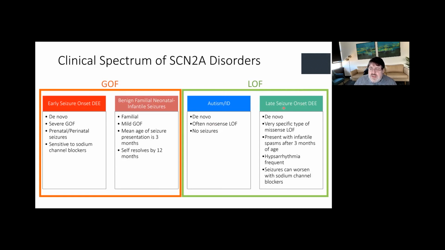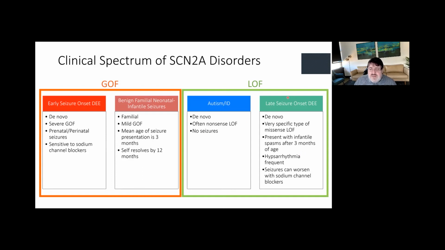And the other disorders, we see a late seizure onset developmental and epileptic encephalopathies. So here, in contrast to the gain of function mutations, the seizures can occur later in life. Rather than occurring often on the first day of life, as you might see with gain of function disorders, here they occur after 3, 4, 5, 6 months, or even later. And a very different type of seizure may present. These patients may also have hypsarrhythmia, which is a movement disorder, and pharmacologically, often these seizures can worsen with blockers of sodium channel.